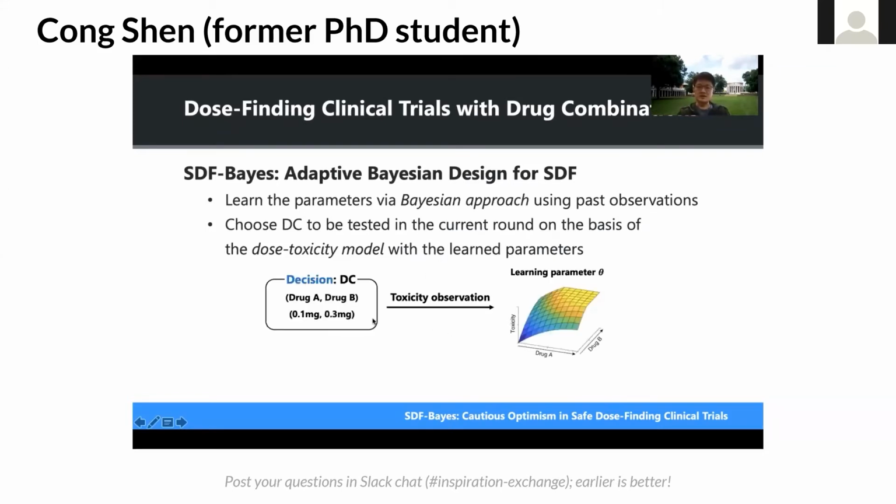The operation goes like this. In the current round, let's say I have a decision that has already been made. We're going to test the DC of 0.1 milligram and 0.3 milligram, and we will give this DC to the trial participants, and then we observe the toxicity outcomes. Based on this outcome, we're going to update the parameter theta of the dose toxicity model. With this updated model, we're going to make the next decision. So what is the next DC we're going to test? And we're going to continue this loop for a given number of rounds, which is determined by our patient budget.